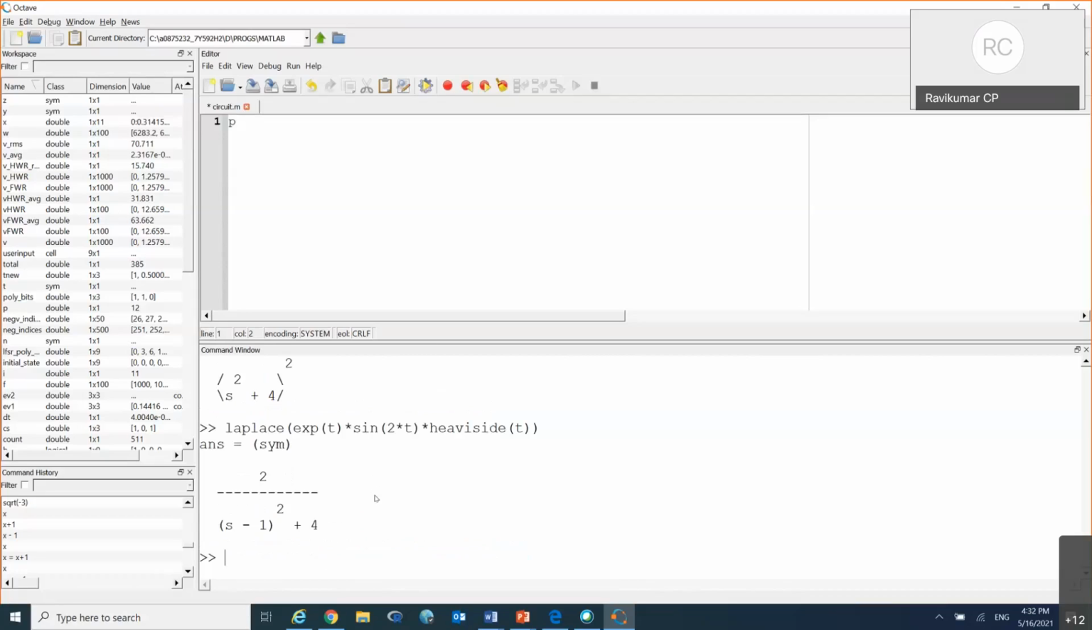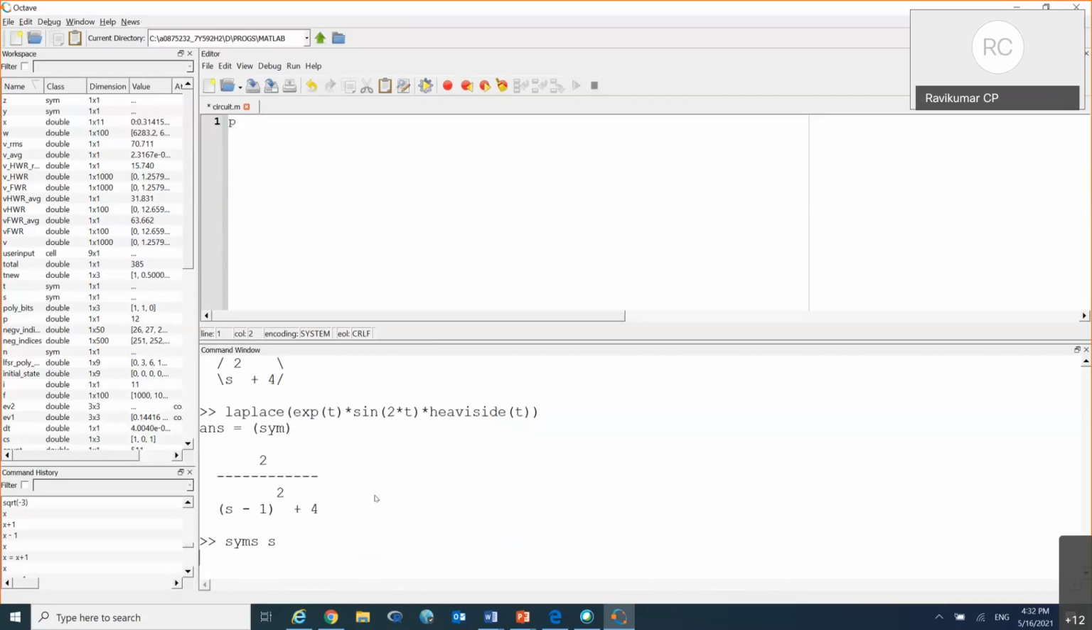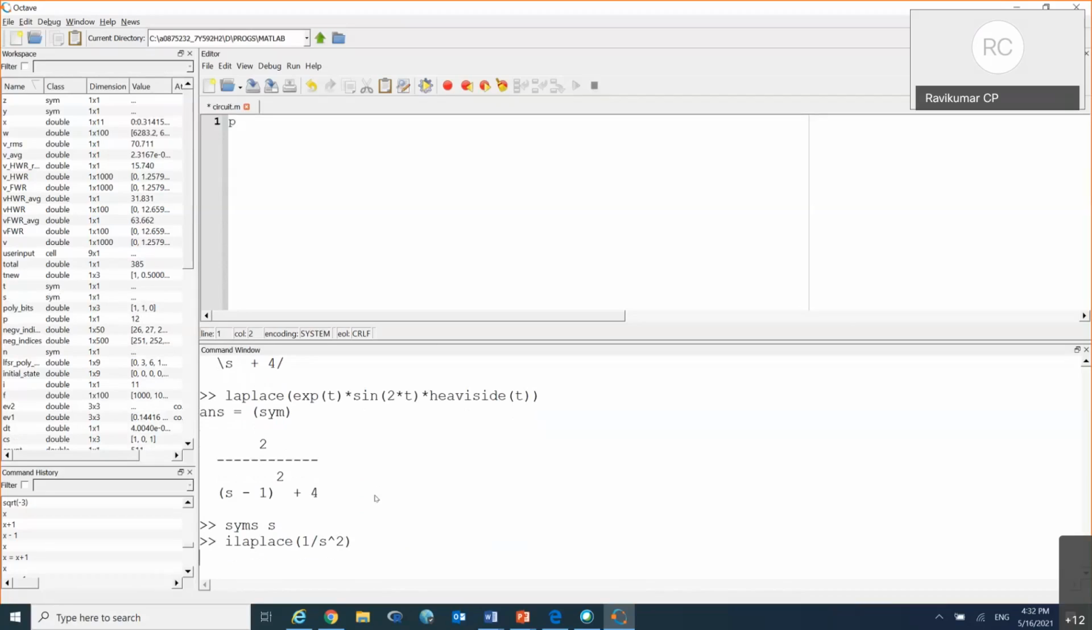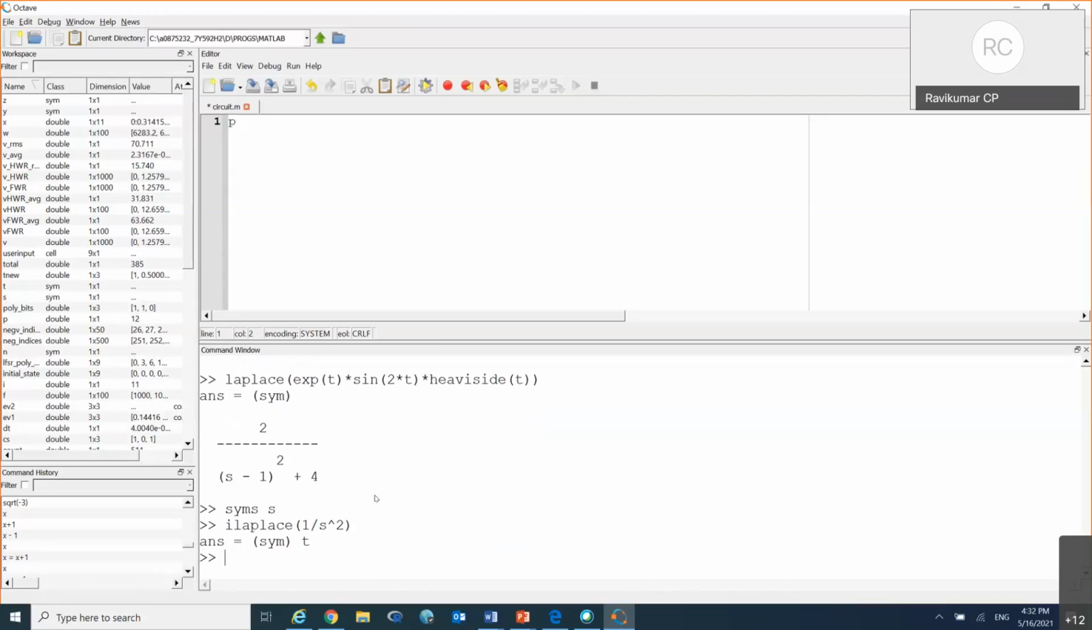And you can also take the inverse Laplace by using ilaplace. First, you have to declare syms s. Then I can say ilaplace, let us say 1 over s square. Or 1 over s square plus 1.